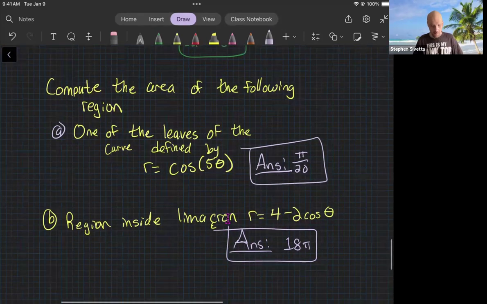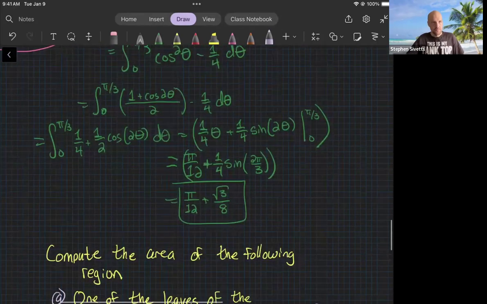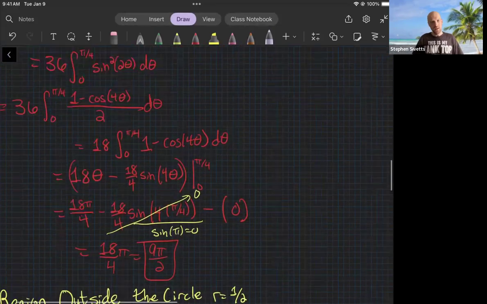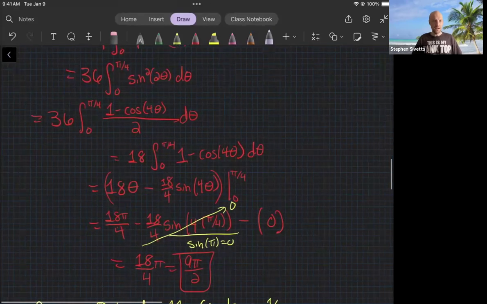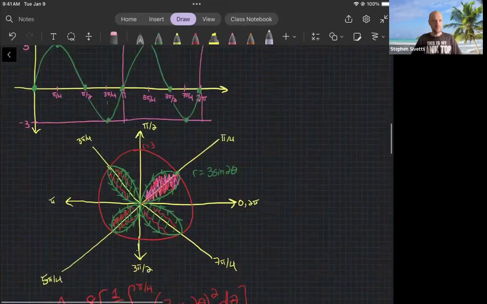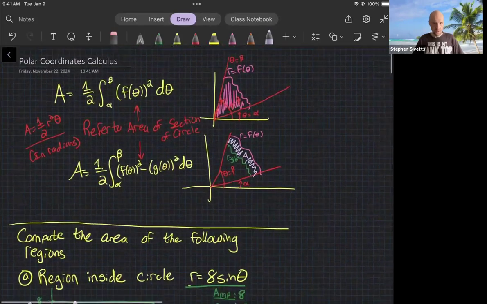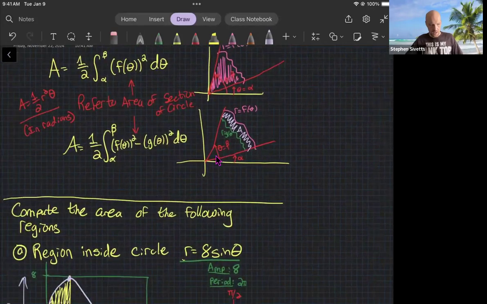So this is the conclusion on figuring out areas of polar graphs. This is the material that I went over at a quick pace, so hopefully this helped.